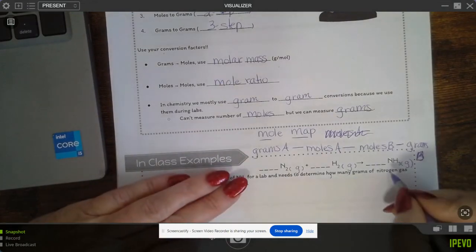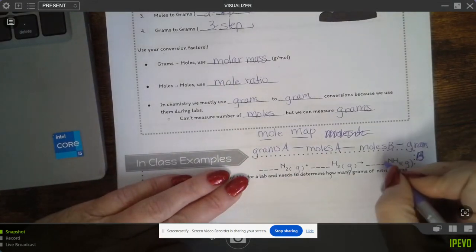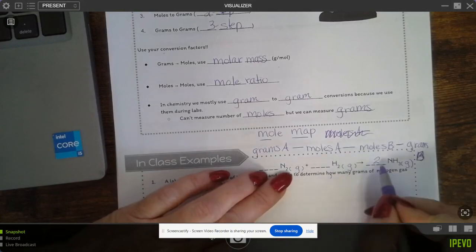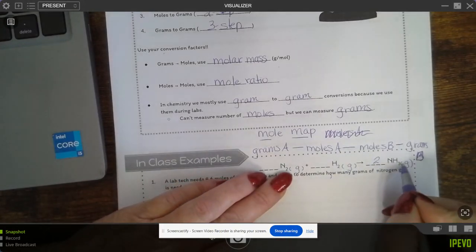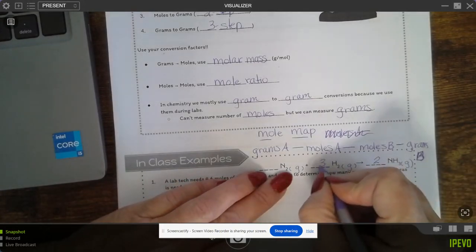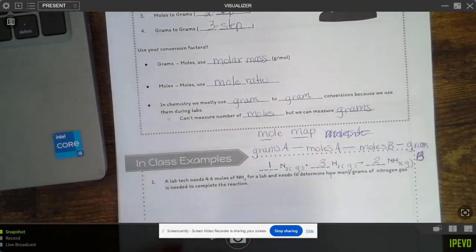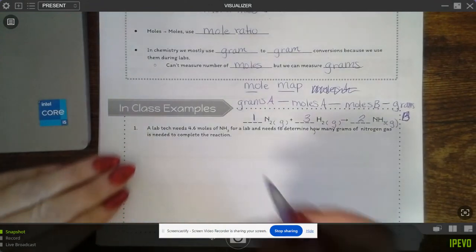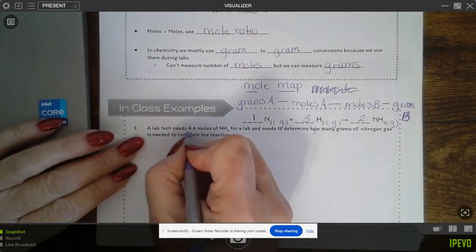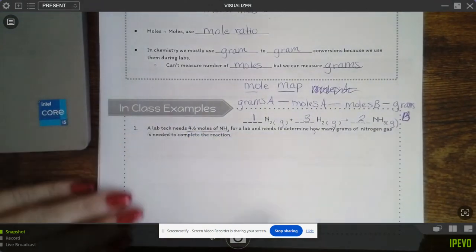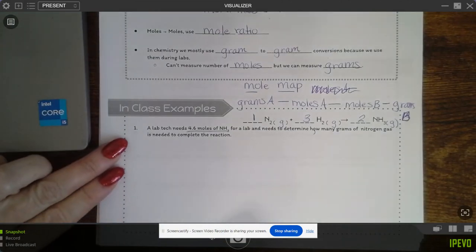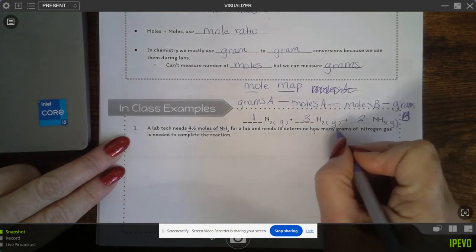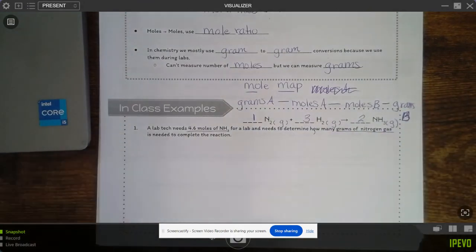If we balance this, I need to put a 2 here because I've got 2 nitrogen. 2 times 3 hydrogen is 6, so I go 3 times 2. So there's my balanced chemical equation. This says a lab tech needs 4.6 moles of NH3 for a lab and needs to determine how many grams of nitrogen gas is needed to complete the reaction.